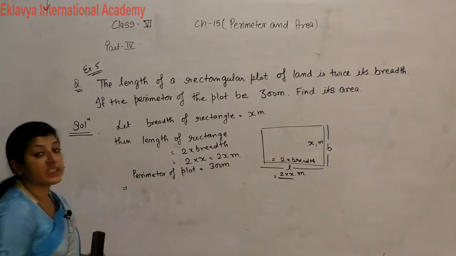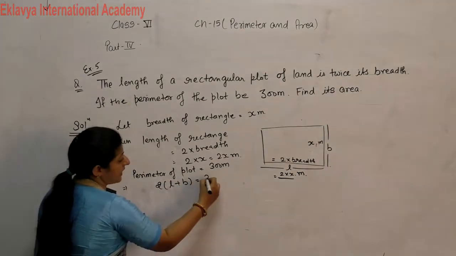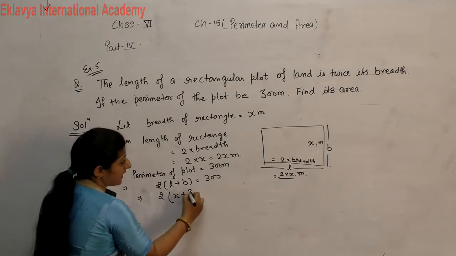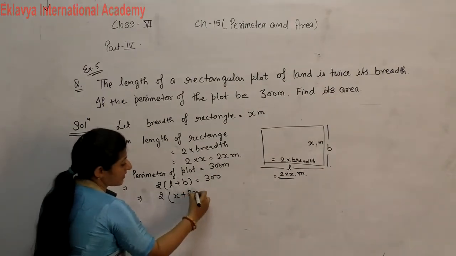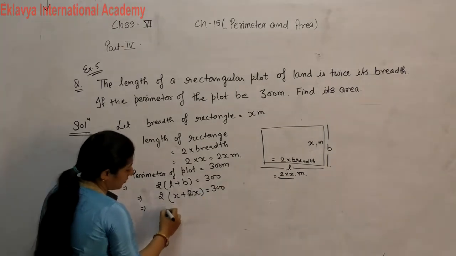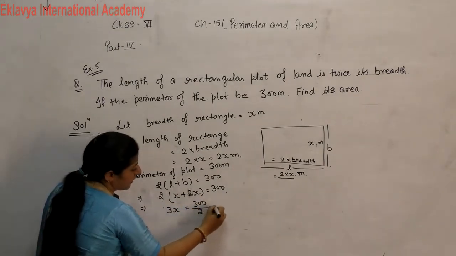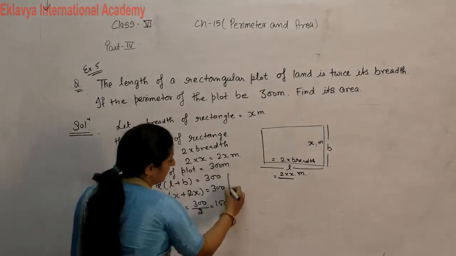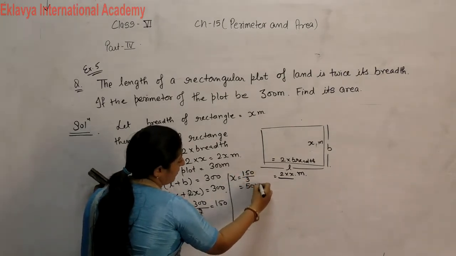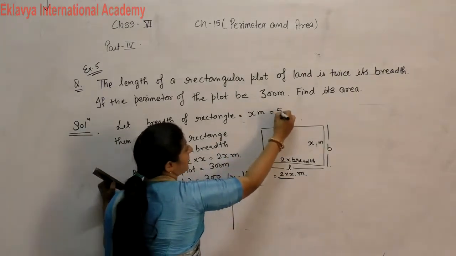If you know the formula, then what is the perimeter of rectangle? That is twice of length plus breadth is equal to 300 meter. Twice of length x plus breadth 2x is equal to 300. x plus 2x, this 2 firstly we will divide, it becomes 3x equals 300 divided by 2, that is 150. Then when you solve, x becomes 150 divided by 3, that is equal to 50 meter. It means breadth of rectangle becomes 50 meter.